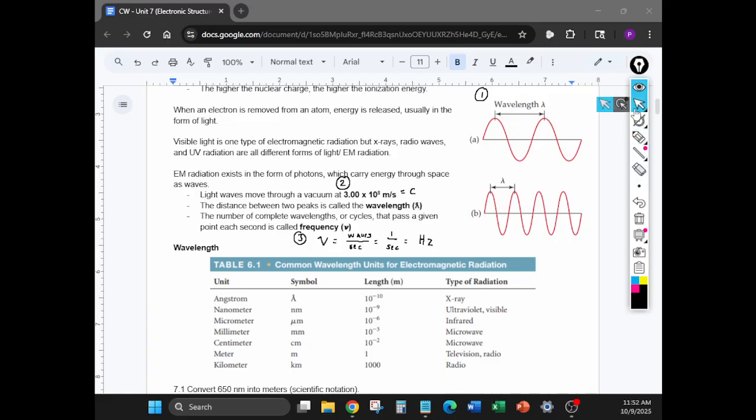So those are the 3 characteristics of waves that we'll need to know about. Wavelength, so the distance between the waves. The speed, which is always constant. It's always going to be 3 times 10 to the power of 8 meters per second. And then the frequency, which is basically how fast do the waves come.